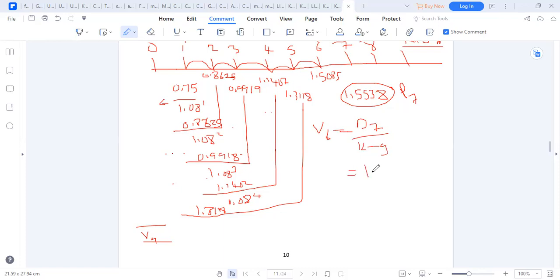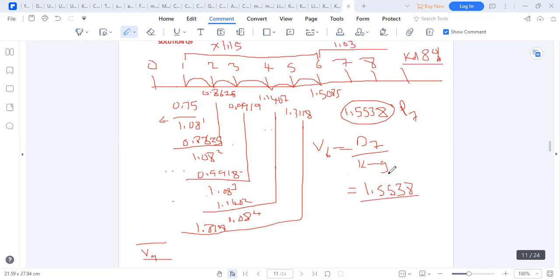So this would be what? 1.5538 divided by what? K minus G. In this case K is 8%. Good. 1.08 minus what? The G? 0.03. Excellent. 0.03.